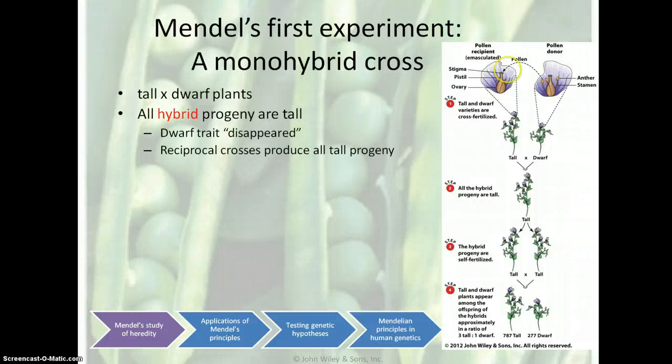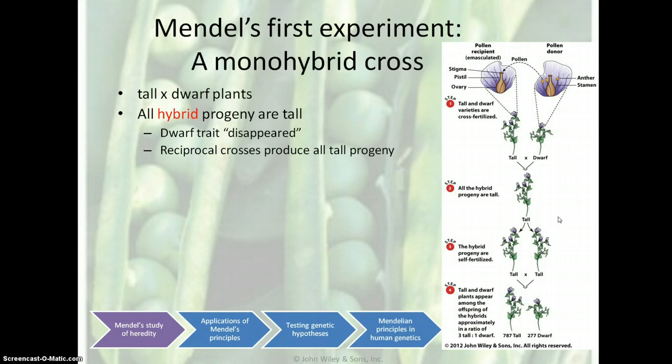Now, what he found was that all of these hybrid progeny, so make yourself familiar with the word hybrid, we'll be using that a lot throughout the whole course. All of the, so these are the parents. I think I lost my cursor. There it is. These are the parents. All of the progeny are tall. So what he noticed was that the dwarf trait essentially disappeared.